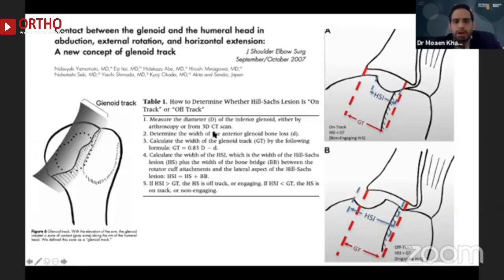I just wanted to go over the track concept so everybody is familiar with it. The most important things are determining the glenoid defects and also what's called the Hill-Sachs interval. The Hill-Sachs interval is calculated from where the infraspinatus inserts to the medial border of the Hill-Sachs lesion, and the glenoid track is calculated by multiplying the glenoid best fit circle by 0.83 and subtracting the amount of glenoid bone loss. If the Hill-Sachs interval is greater than the glenoid track, then this lesion is considered to be off track or engaging. If it is less than that, then it is considered to be an on-track lesion. You can see here highlighted with the glenoid track is the area of the humerus that articulates with the glenoid as the patient brings their arm in abduction and external rotation.